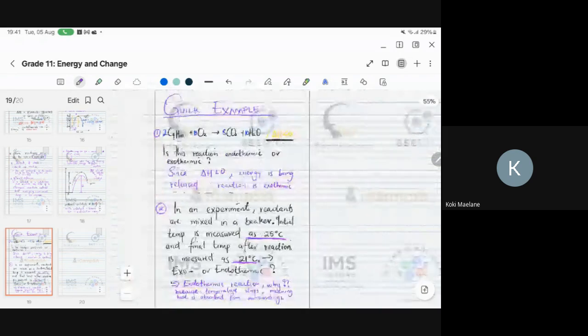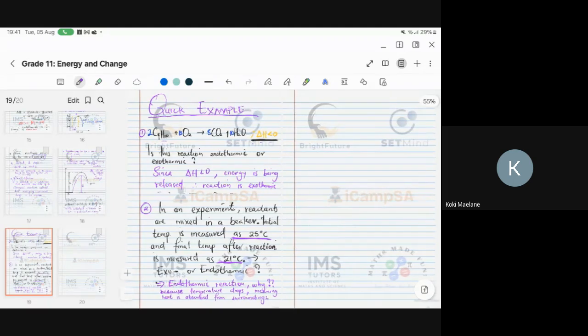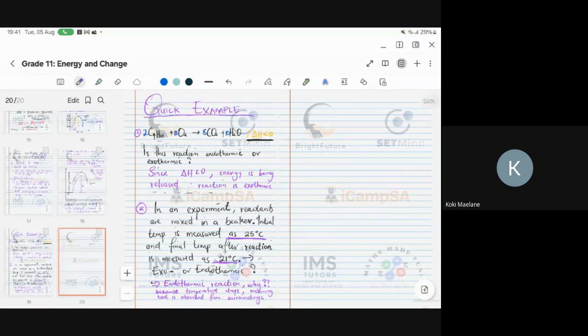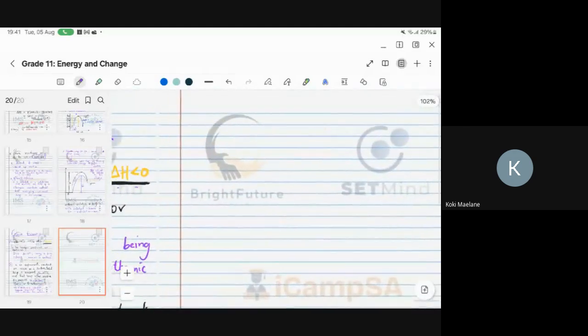Right, good. So that is it for these examples. Now, let's see if we can use an example from a past paper.